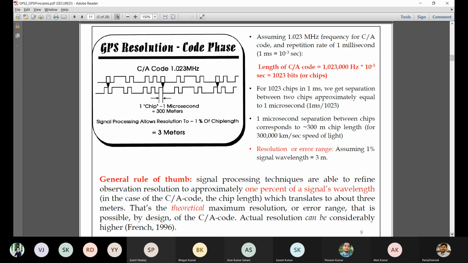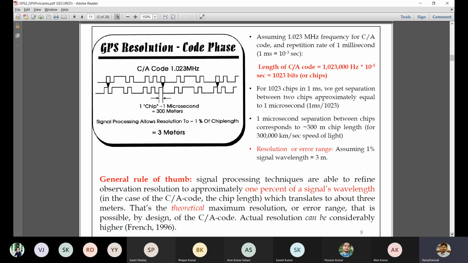Okay. 1 microsecond separation between chips corresponds to a 300-meter chip length. That is multiplying by the speed of light, you will get somewhere around 300 meters. So we are just focusing on an approximate range, not exact. Otherwise, exact would be 293 something. But let's say we take approximately 300, so 1 microsecond separation comes to nearly 300-meter chip length.